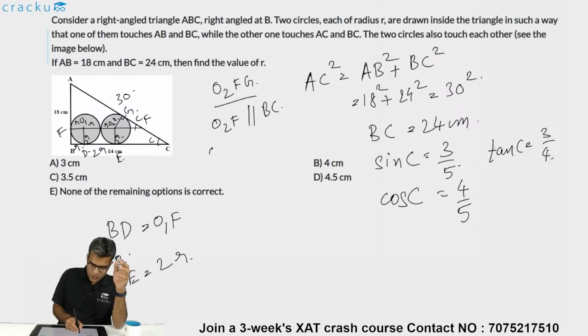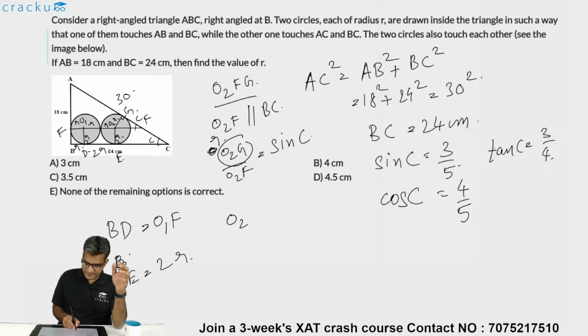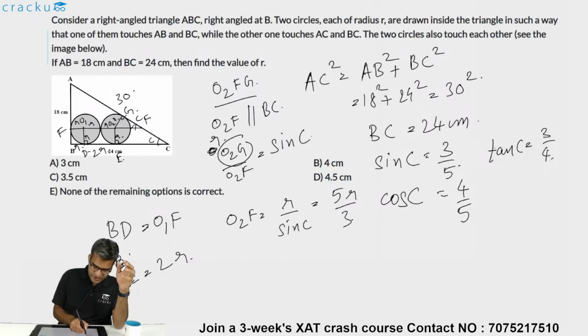This would tell us that O2G divided by O2F is equal to sin C. O2G is basically R. So O2F is equal to R by sin C, which is equal to 5R by 3. So this over here is equal to 5R by 3. Let us draw a perpendicular from F to BC also. If you call this H, the value of EH is equal to 5R by 3.